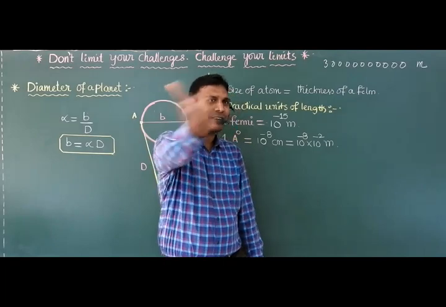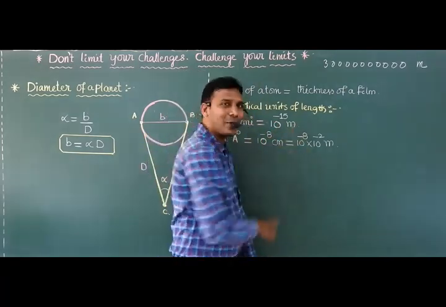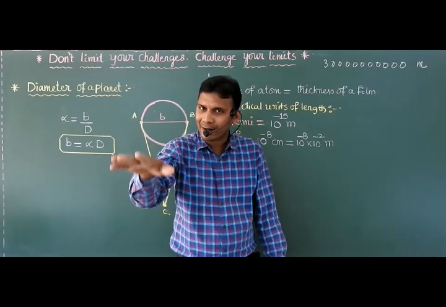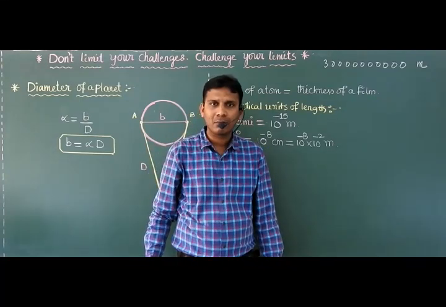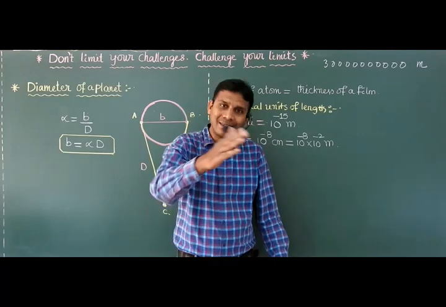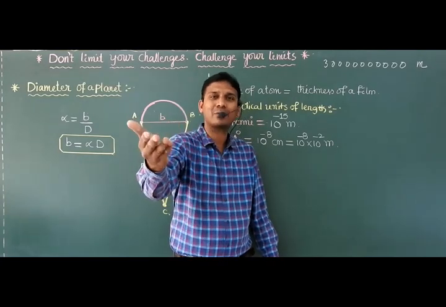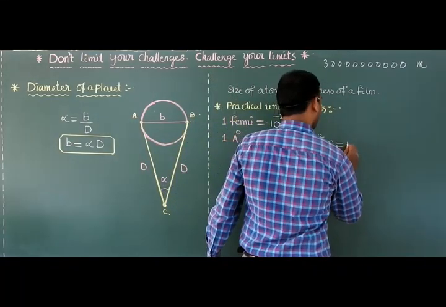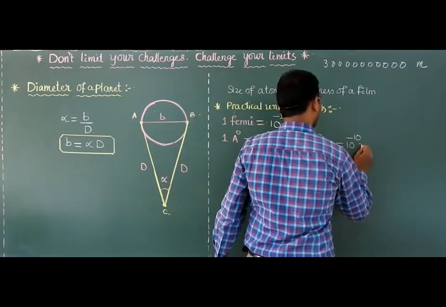Okay, great mathematicians. A raised to m into a raised to n is equal to a raised to m plus n. Correct? Minus 8 plus minus 2, minus 8 minus 2 is minus 10. Then the answer is 10 raised to minus 10 meter.